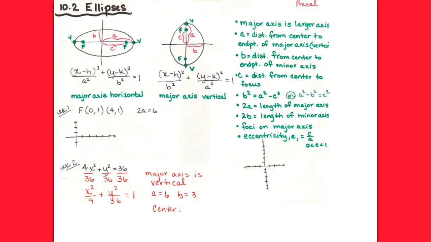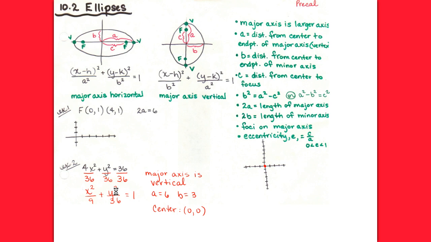To find my center, the center of an ellipse is exactly like the center of a circle. Remember when we worked with circles and the center of the circle was (h, k)? And h was the value subtracted from x and k was the value subtracted from y. Exact same setup for ellipses. All right. So when I come down here, I have nothing being subtracted from x or y. So in this case, my center is just going to be (0, 0).